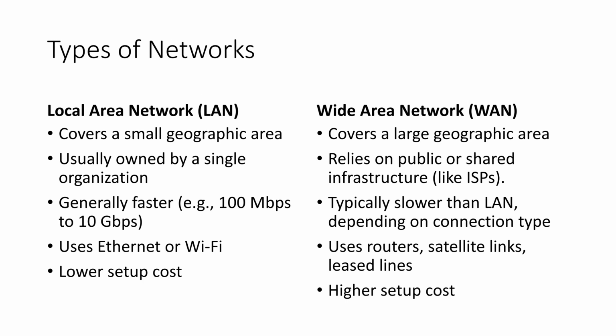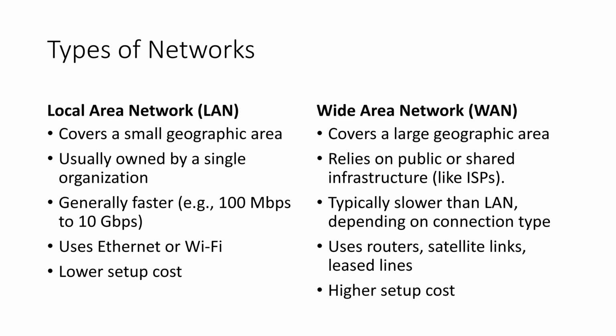So we broadly have networks of two types. One is a local area network, the other is a wide area network. A local area network covers a small geographic area. It is owned by a single organization or a single person. It is usually faster, and the technologies it employs are Ethernet or Wi-Fi, and it has a lower setup cost. So think of a LAN as a network in your house connecting your laptop, phone, and printer.